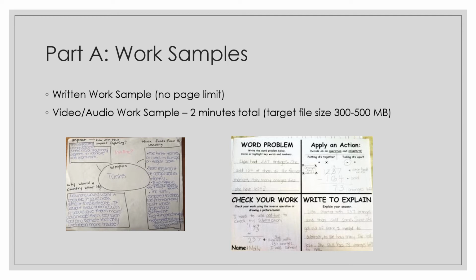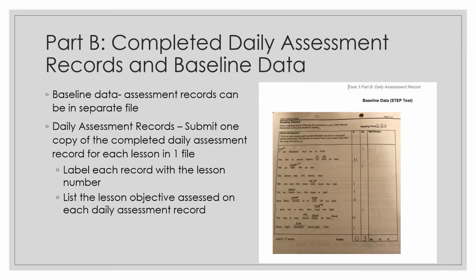Obviously, if your objective was more behavioral, you might need to have a video work sample so that they can see the behaviors. Part B is going to be your completed daily assessment records and baseline data. The baseline data can be in a separate file, but the daily assessment records need to be all in one file. You're going to submit one copy of the completed daily assessment record for each lesson, and you put it in one file. And label each record with the lesson number and list the lesson objective assessed on each daily assessment record.